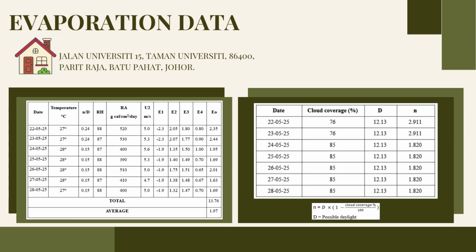Evaporation data was collected at number 35, Jalan University 15, Taman University. Using these inputs, we calculated daily evaporation values, known as EO. The values range between 1.63 millimeters to 2.44 millimeters, with an average of 1.97 millimeters per day. The highest evaporation occurred on 23rd of May, likely due to high temperature and moderate humidity.